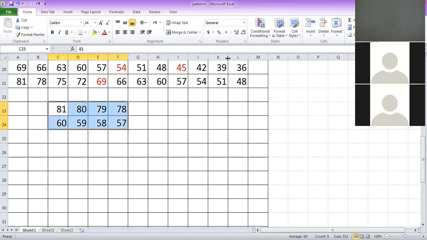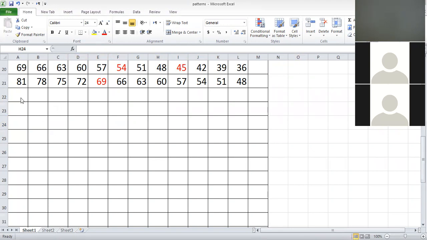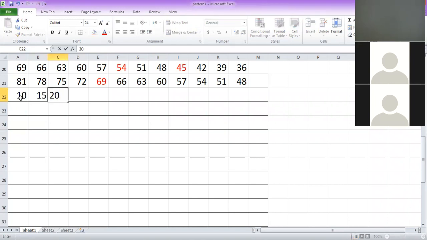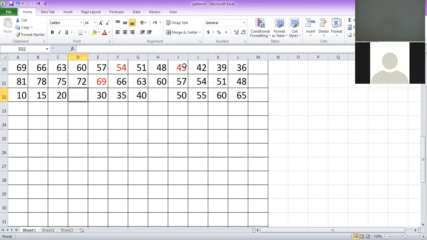In that way, you have to find out. Now I'm going to have some new pattern for you. And this is the pattern. And this is also a very easy pattern. Here you have to tell me the answer. This is one of the easy patterns. 10, 15, 20. After 20, guys, what should I write? Tell me your answers in the chat box.